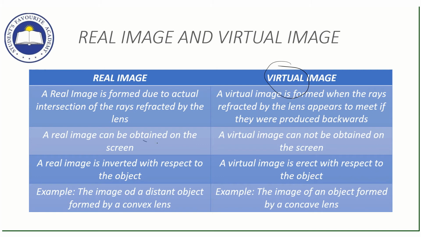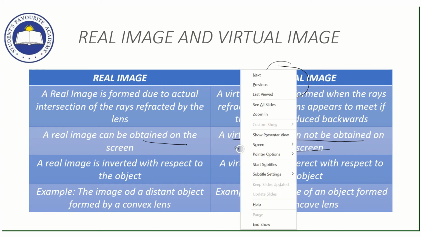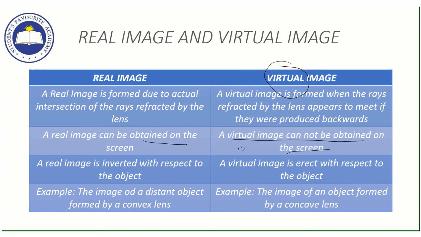A real image can be obtained on the screen, whereas a virtual image cannot be obtained on the screen. That is why the image that we see in a plane mirror is also a virtual image. That is why you cannot catch it on a screen. A real image is inverted with respect to the object, whereas a virtual image is erect. So in a plane mirror, the image is virtual. That is why it is erect. It is not inverted. We don't see ourselves inverted in the plane mirror. So it is a virtual image, whereas a real image is always inverted.